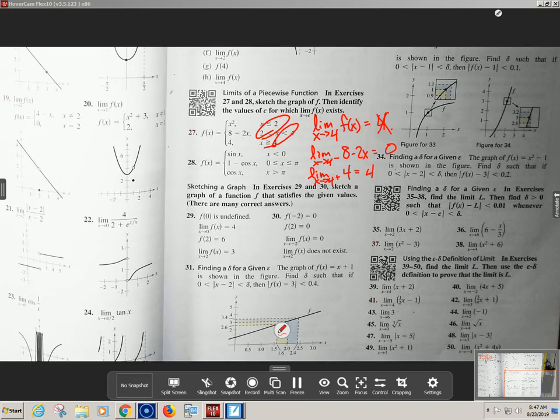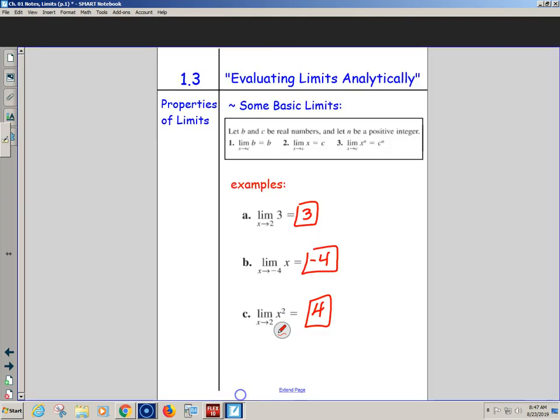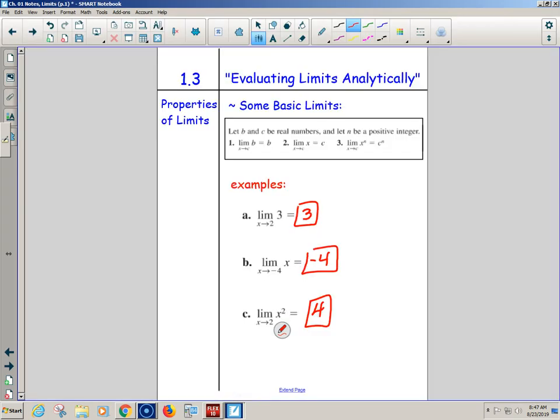Anyway, piecewise functions are the one exception to this whole plug it in, where you have to be careful and not just go with plugging in. But otherwise, plugging in, if it works, the limit is done, and you've solved it.